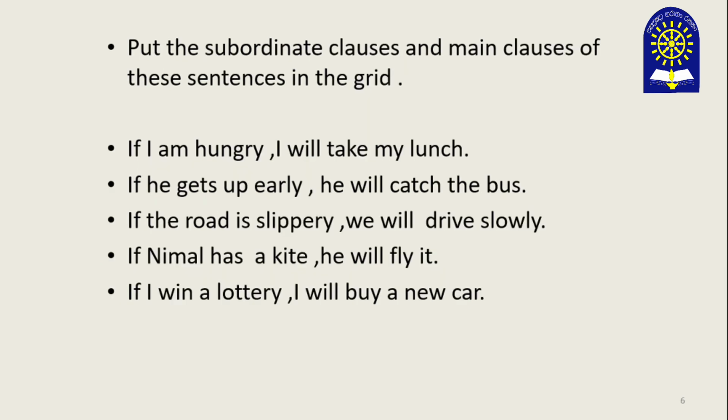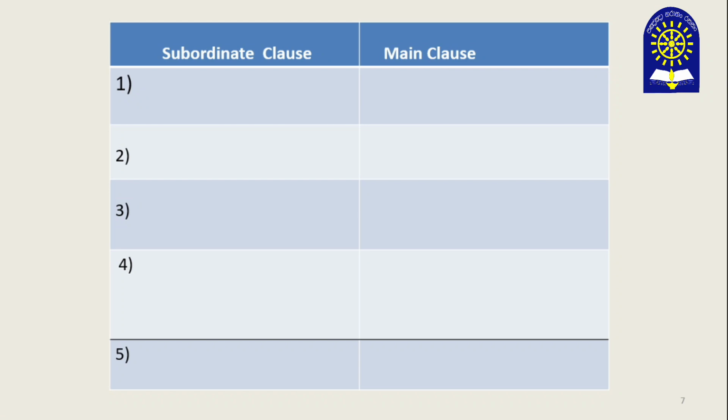Now let's look at this activity. Put the subordinate clauses and the main clauses of these sentences in the grid. There are 5 sentences. Look at this grid. Can you draw this grid in your writing board? And divide the grid into 2 parts, the subordinate clause and the main clause. And put the subordinate clauses and the main clauses of the 5 sentences in the grid.